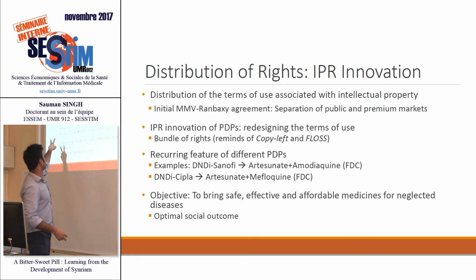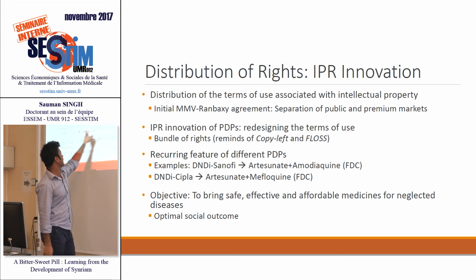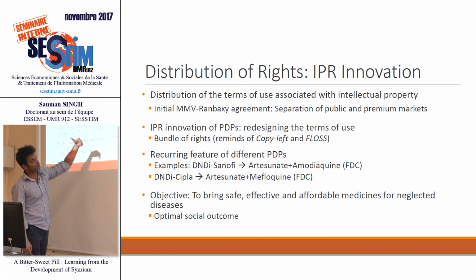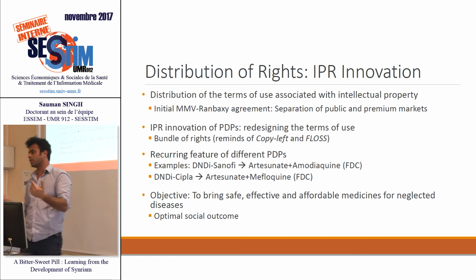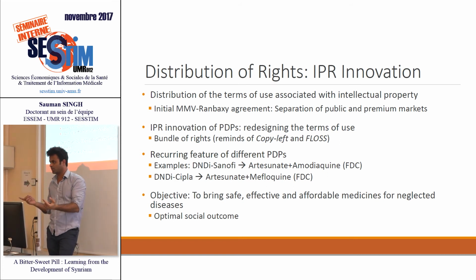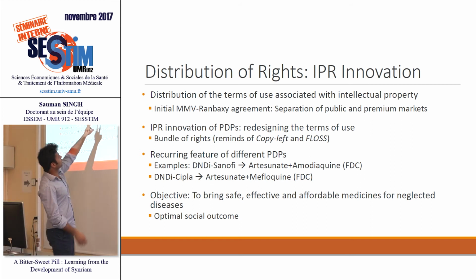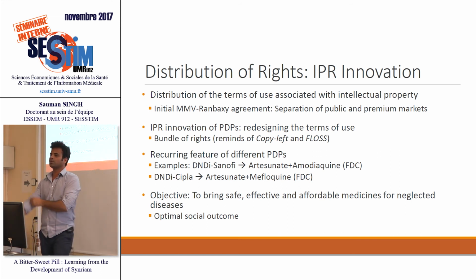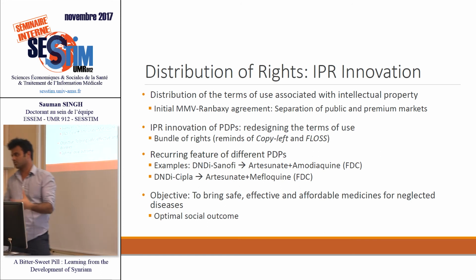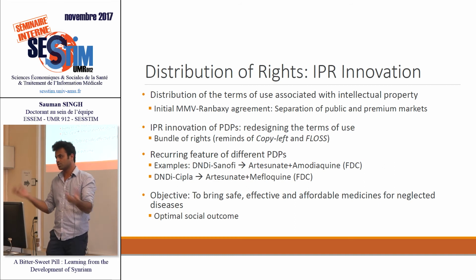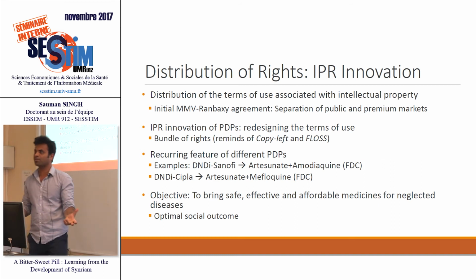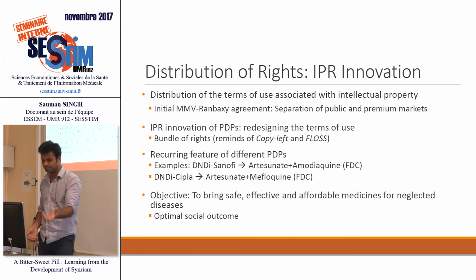There are two more examples of antimalarial medicines that were developed. One was with DNDi and Sanofi, and another was with DNDi and Cipla. And in both of them, there was a difference between public and private market. So they are not changing the intellectual property. It is not the absence of intellectual property, but how intellectual property will be used, how a pharmaceutical company will use the right. And this reminds us of the copyleft and FLOSS movement. Copyleft is Creative Commons, for example. We can talk about Creative Commons, where we don't lose authorship, but other people have the right to distribute it. Same with open source software.